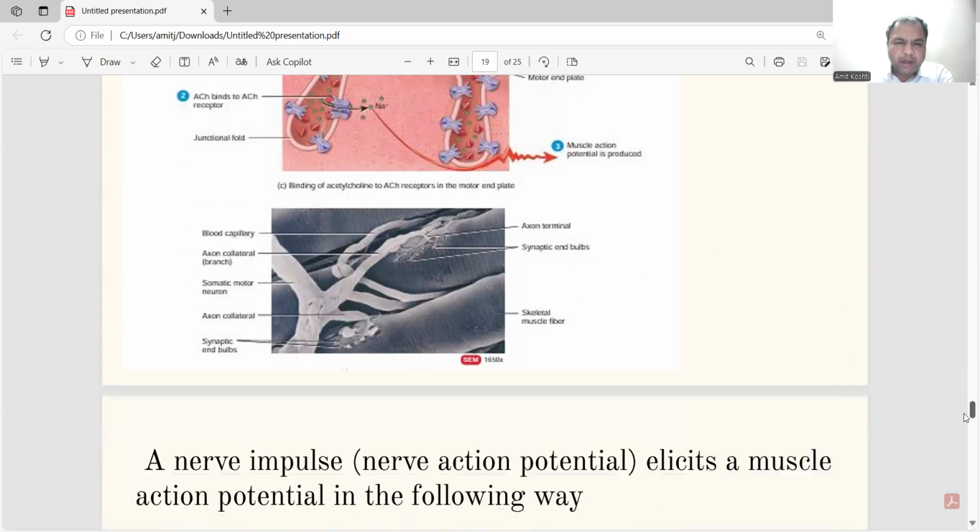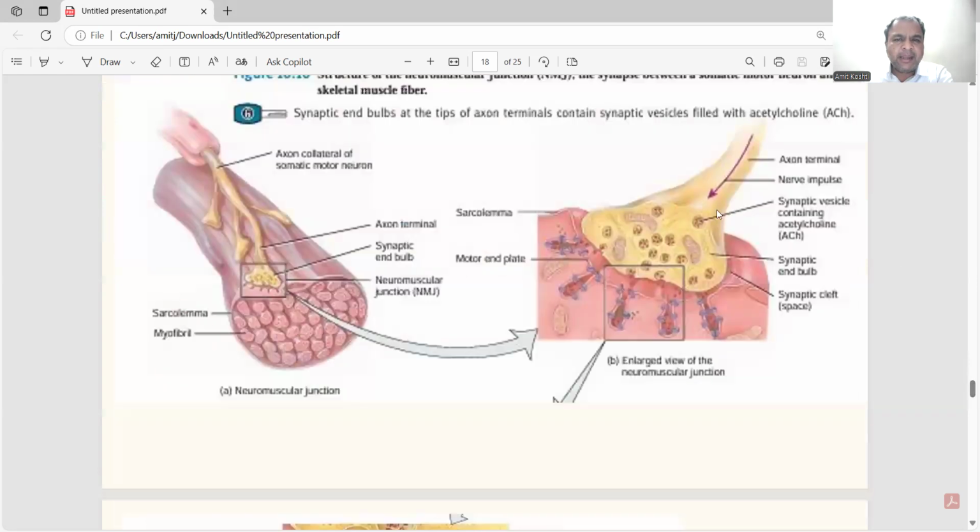What is more important is that, again I am repeating, the axon has got many synaptic end bulbs. The synaptic end bulb possesses many synaptic vesicles, and this synaptic vesicle contains the neurotransmitter called acetylcholine. So when the acetylcholine is released, how does it get released? It is released through exocytosis. Once the neuron itself is excited, its excitement reaches the terminal, and in turn the synaptic end bulb will release acetylcholine into this cleft, and this cleft is called the synapse.